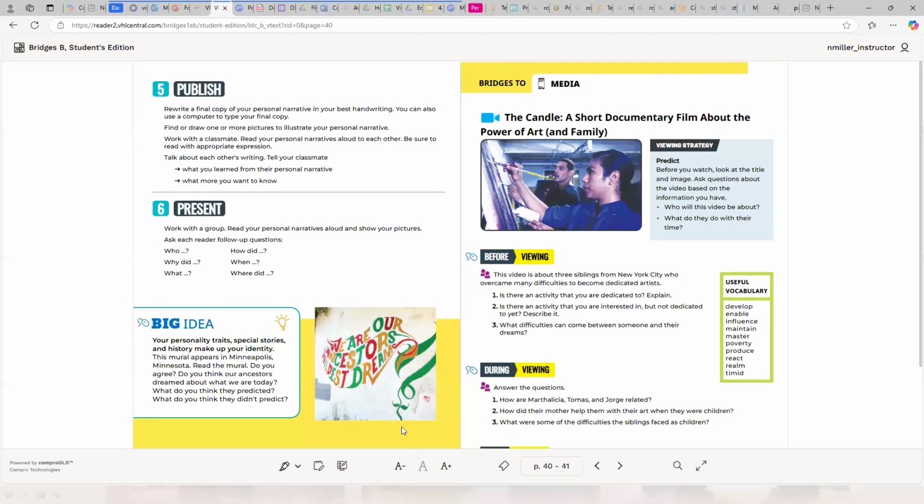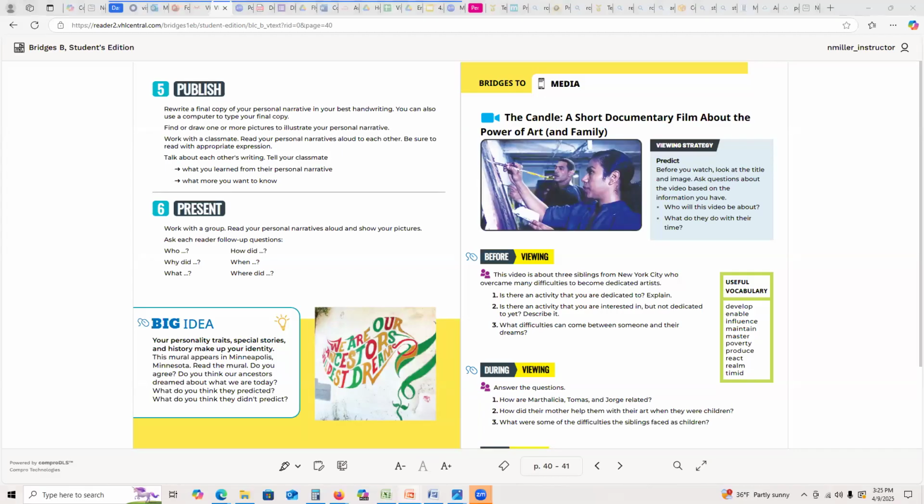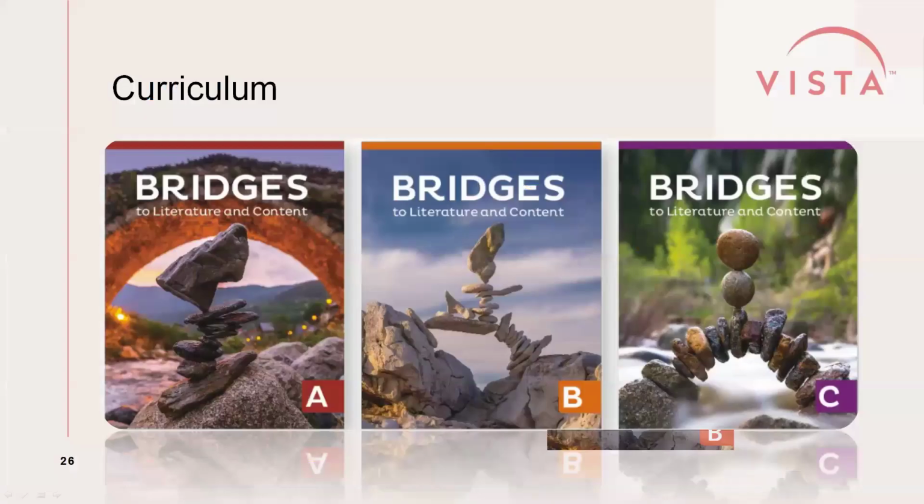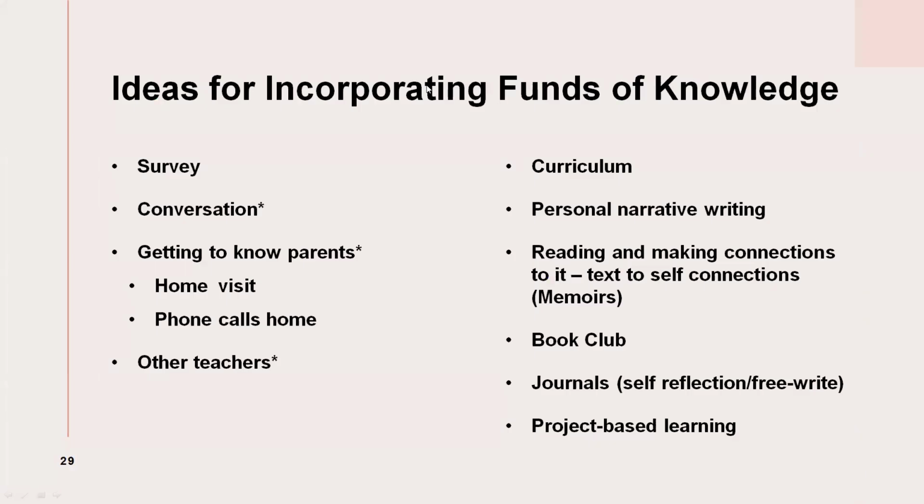So sometimes when you're trying to access your MLL's funds of knowledge, it helps when you have a curriculum that does that for you. But I hope I've shown that even if you don't have a curriculum, you can still do personal narrative writing. You can still find memoirs and make connections. So ideas for incorporating funds of knowledge.